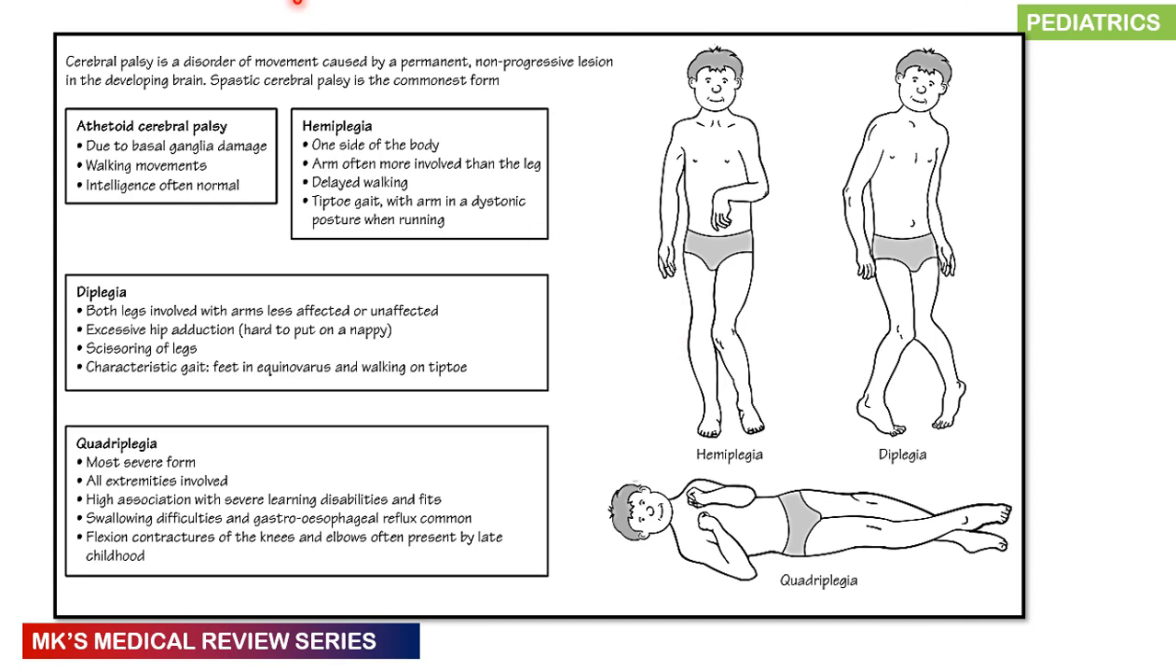So here in the types of CP, here we have hemiplegia, which is affecting one side of the body. Here we have diplegia, so this is affecting the lower limbs more than the upper limbs. And we have quadriplegia, which is affecting all four limbs. This is what we've been talking about in the previous slides.